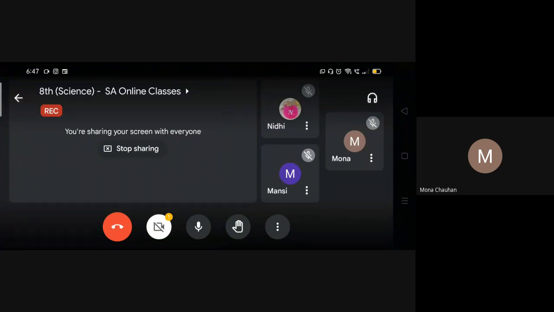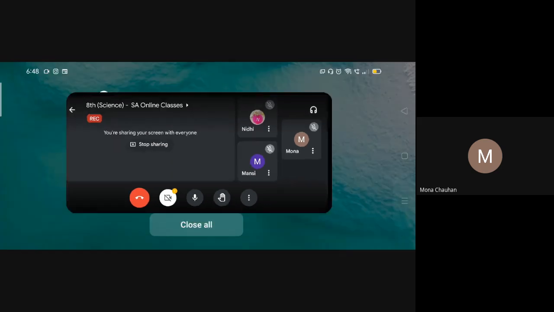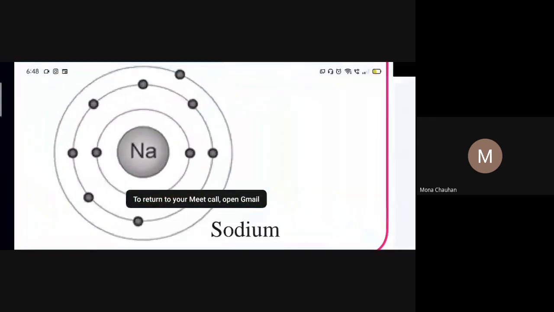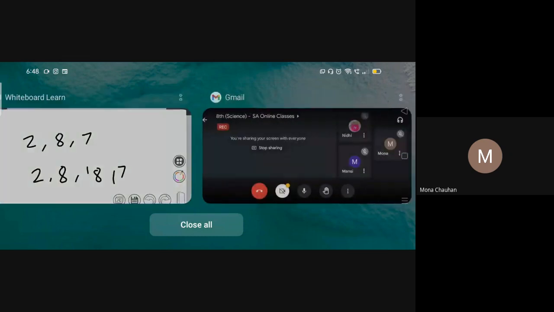What we are going to write in a table will be in the numerical form. That electronic configuration will be in a numerical form. And what I just now showed you, this one will be the shell diagram of your electronic configuration.